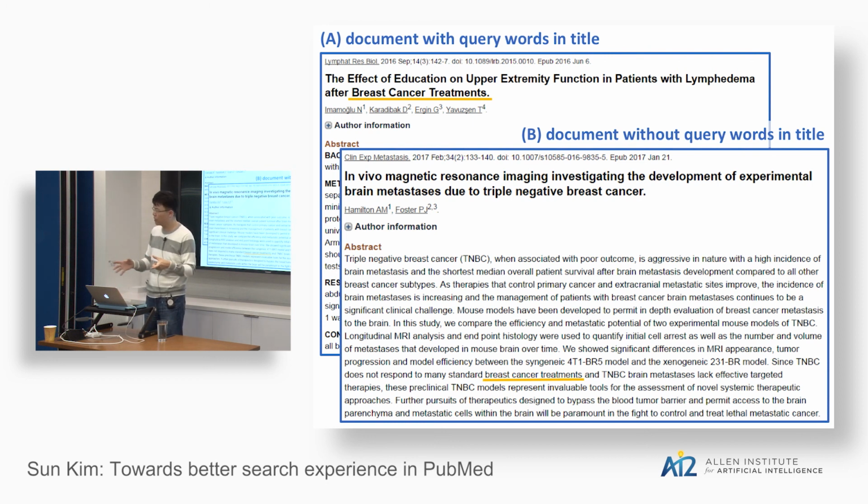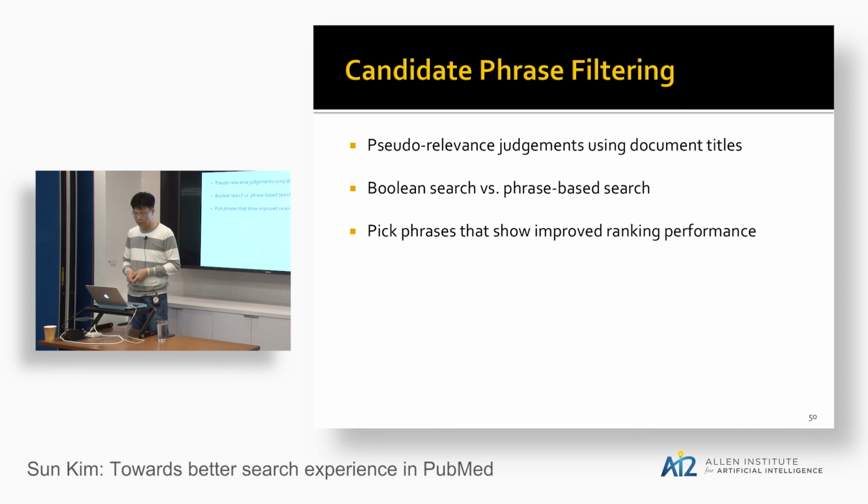So we want to use this information for a semi-gold standard set. Having this in mind, we use document titles as pseudo-relevance judgments. The search is done using abstracts only, and the relevance is judged by titles. It's an easy setup because in PubMed, we always have titles and abstracts. Using this strategy, we compare Boolean search with a phrase-based search. If the phrase-based search provides better performance than a Boolean search, we pick those phrases for our set.